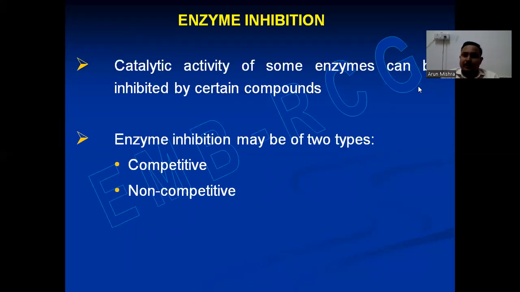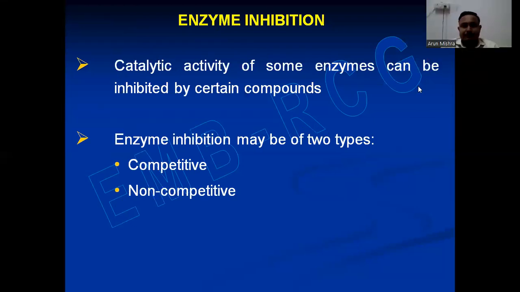The next topic is enzyme inhibition. The catalytic activity of some enzymes can be inhibited by certain compounds. Inhibition simply means the stoppage in the catalytic activity of the enzyme. Enzyme inhibition is of two types, basically: competitive inhibition and non-competitive inhibition.